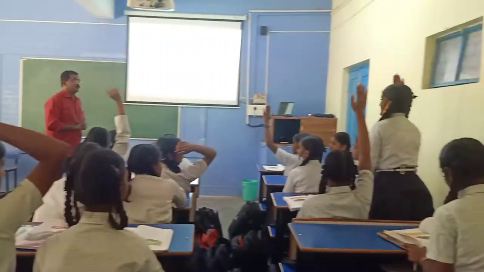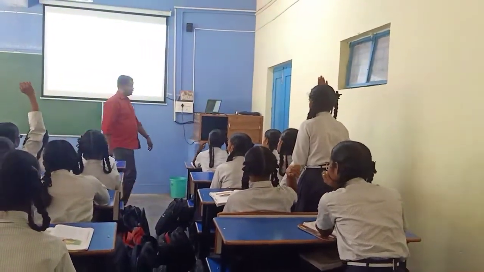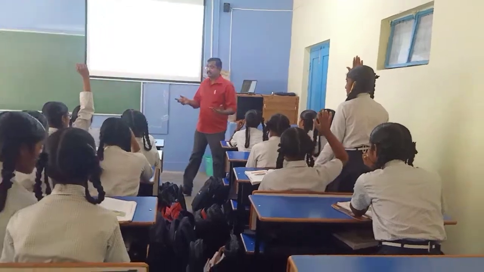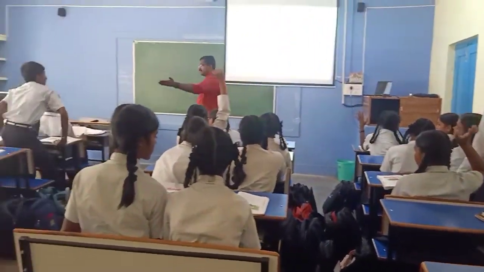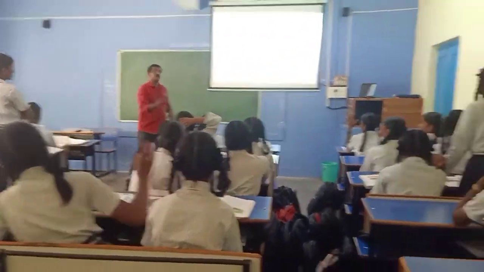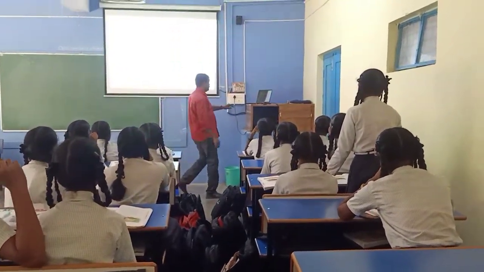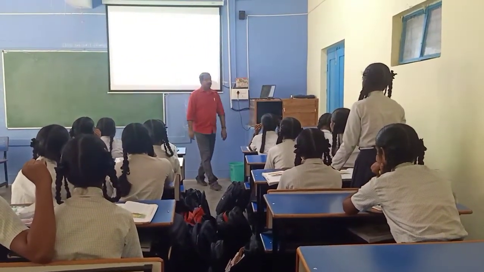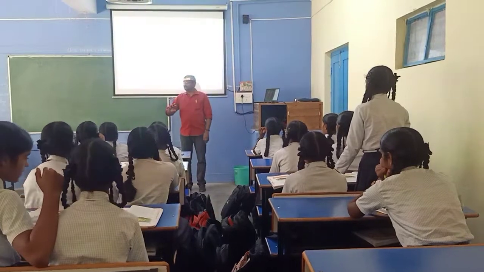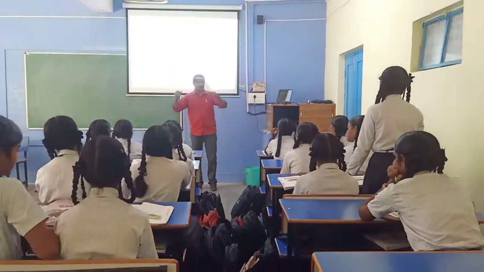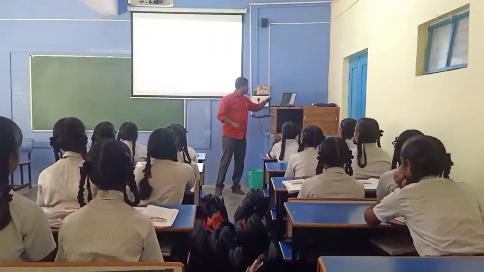Monica, what is it? Immense, she says. Is it right? Any other word is there? Yes, sir. What is the other word? Gigantic. Gigantic also is there. Is it not? Two words are there. Right? Let us see. Both are coming, is it not? Immense is coming and gigantic also is coming. Very good. Then, coming to the next one.